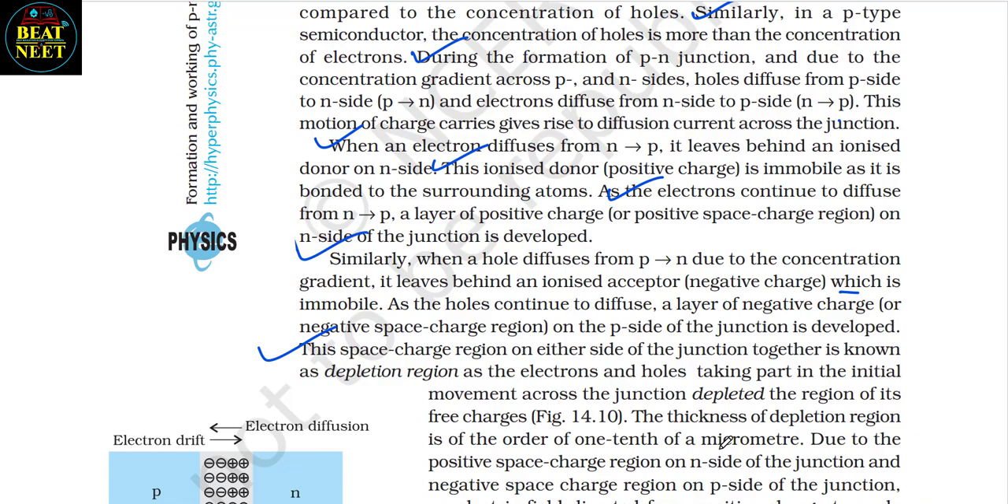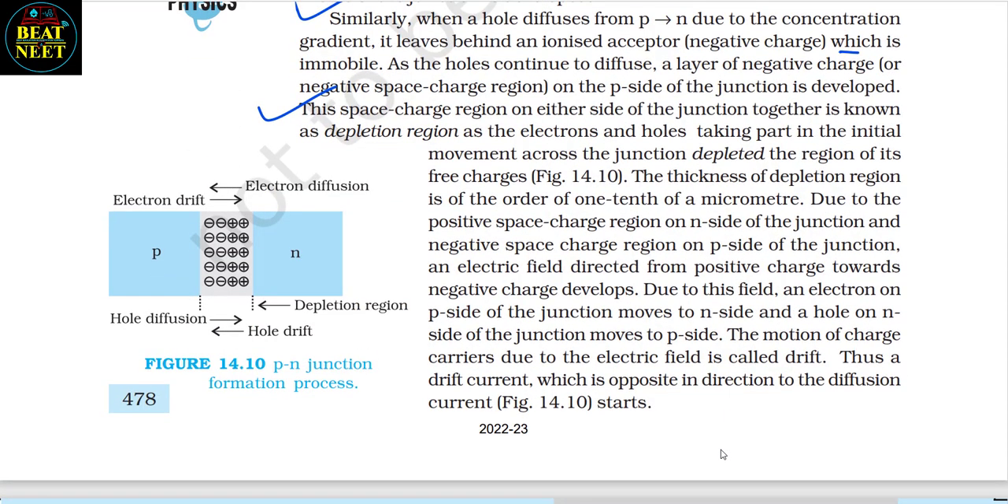This space charge region on either side of the junction together is known as depletion region, as the electrons and holes taking part in the initial movement across the junction depleted the region of its free charge. Figure 14.10. Here you can see the diagram. The thickness of depletion region is of the order of 1/10 of a micrometer.